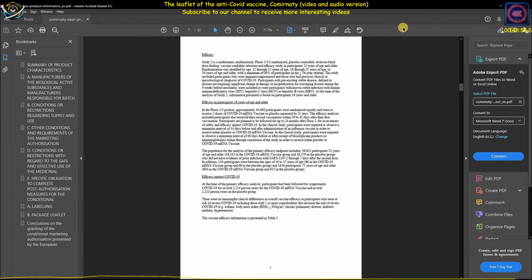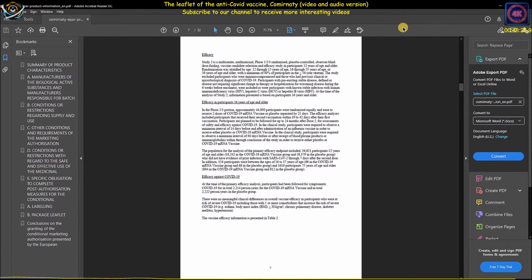Efficacy in participants 16 years of age and older. In the Phase 2/3 portion, approximately 44,000 participants were randomized equally and were to receive 2 doses of COVID-19 mRNA vaccine or placebo separated by 21 days. The efficacy analyses included participants that received their second vaccination within 19 to 42 days after their first vaccination. Participants are planned to be followed for up to 24 months after dose 2, for assessments of safety and efficacy against COVID-19.